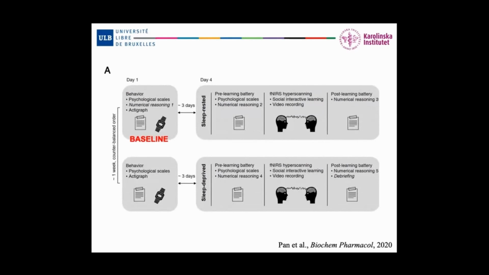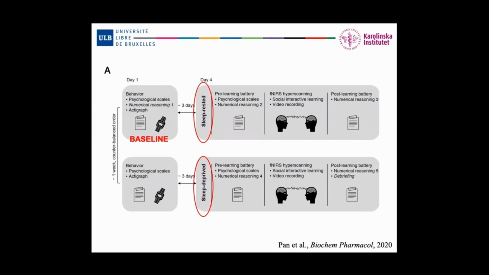In a repeated measures crossover counterbalanced design, the learners took part in two experimental conditions separated by a 1-week interval: once after a night of regular sleep at home, and once after 24 hours of sleep deprivation. Each experimental condition included two behavioral sessions. On day one, participants completed a set of psychological scales and were administered a numerical reasoning test to evaluate their baseline proficiency level.